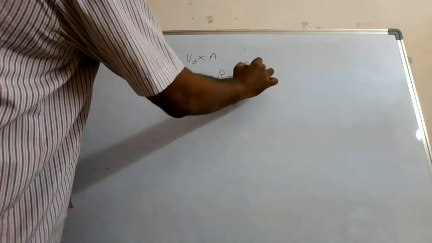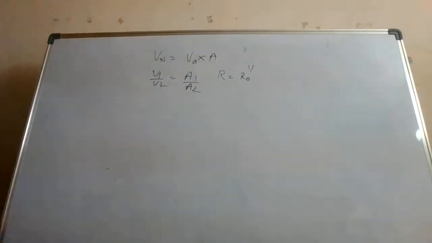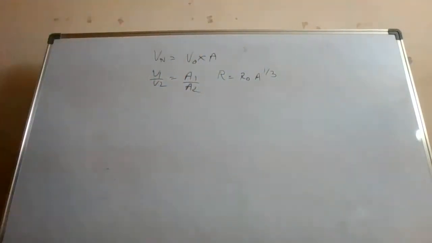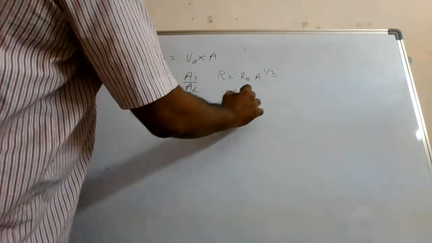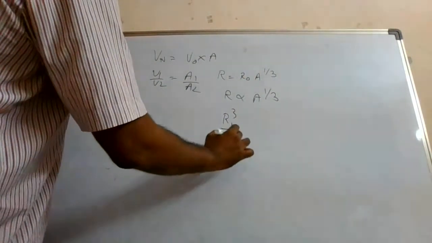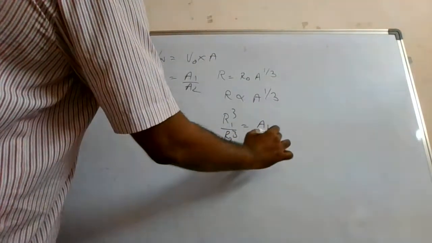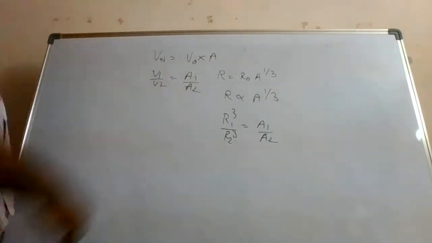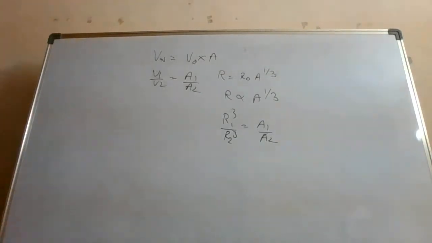Okay, and you got this expression, R is equal to R0 into A power 1 by 3. Isn't it? So that means R is proportional to A power 1 by 3. So can we write R1 cube by R2 cube is equal to A1 by A2? Right? So this way also you can interpret it. What are A1, A2? Two different atoms of different mass numbers.